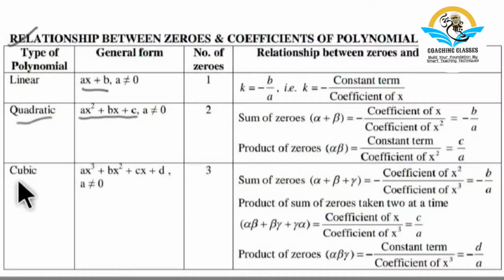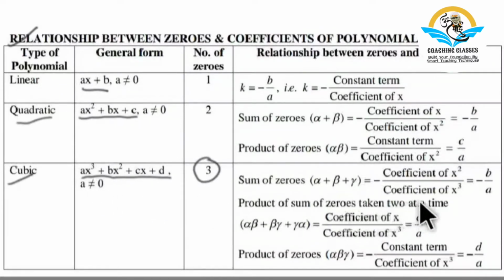Next polynomial is cubic polynomial. The general form of the polynomial is ax³ + bx² + cx + d, where a is not equal to 0. As the highest degree is 3, hence the number of zeros is 3. Here the relationship between zeros and coefficients is: sum of zeros, that is alpha plus beta plus gamma, equal to minus coefficient of x square by coefficient of x cube, that is minus b by a.